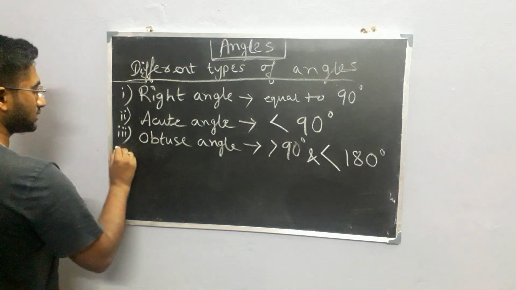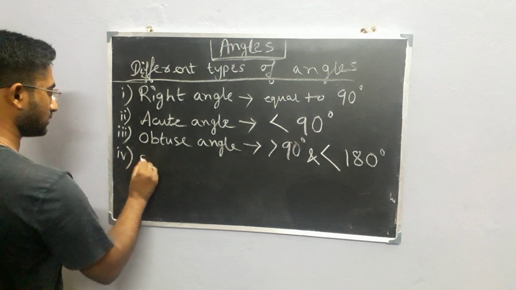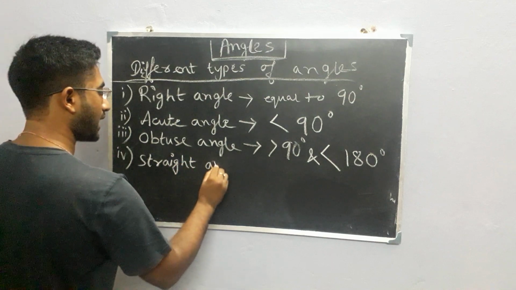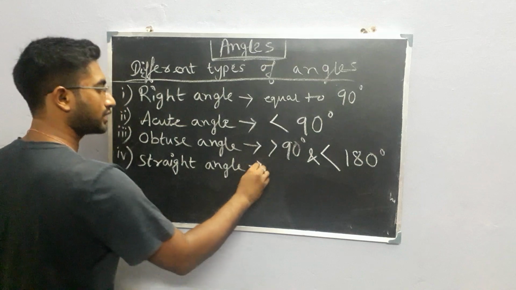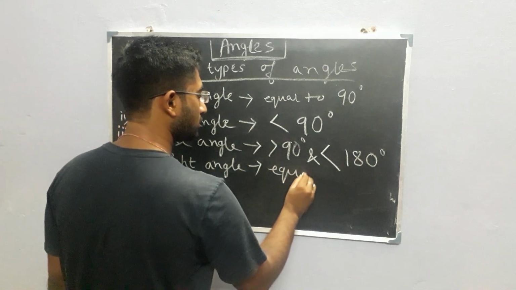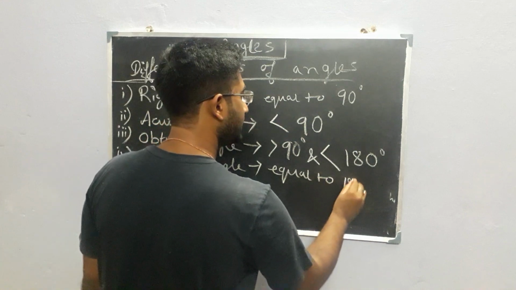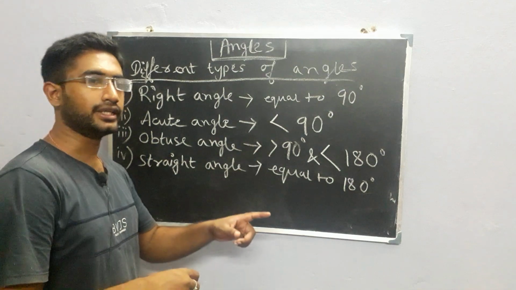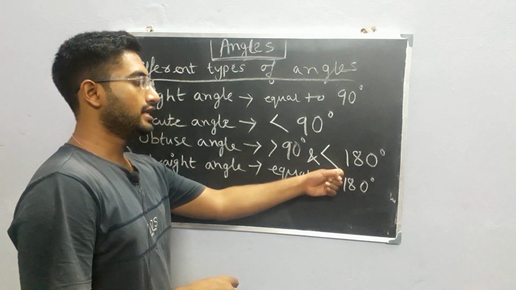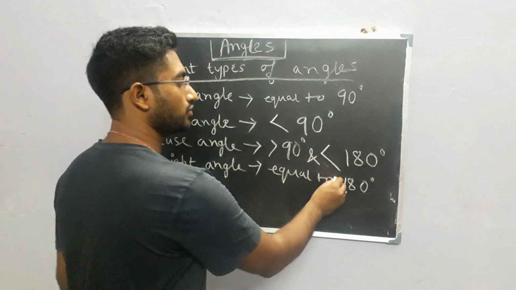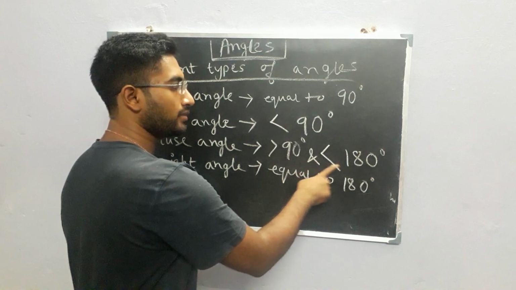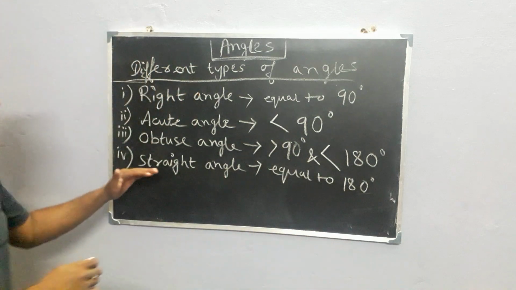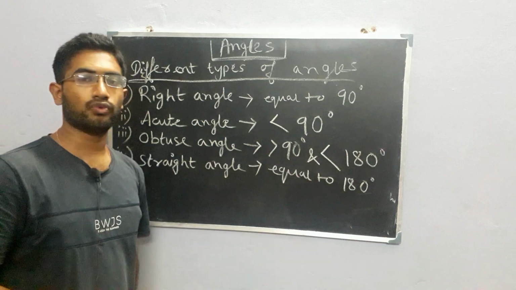And now the fourth one is straight angle. What is straight angle? Equal to 180 degree. That is why, for obtuse angle, the maximum value is 179 degree, not 180. That is why the constraint is less than 180 degree, not less than or equal to. If it was less than or equal to, that would have included 180 degree, but it is less than 180. So maximum value of obtuse angle is 179 degree, and straight angle is exactly equal to 180 degree.